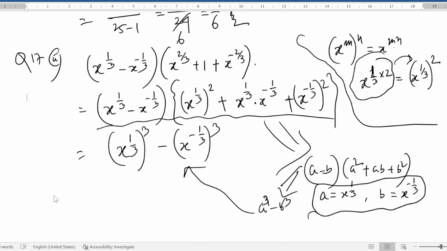So what you are getting in the end is x to the power 1 by 3 into 3 minus x to the power minus 1 by 3 into 3. 3 cancels out, 3 cancel out, x to the power 1 minus x to the power minus 1. So you may write it as x minus 1 by x. Okay, that is simply the answer.